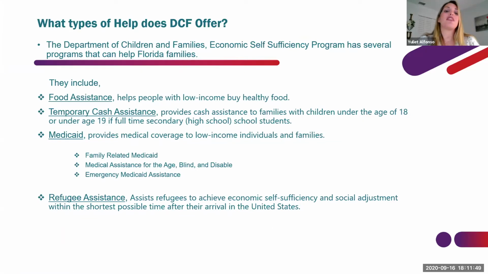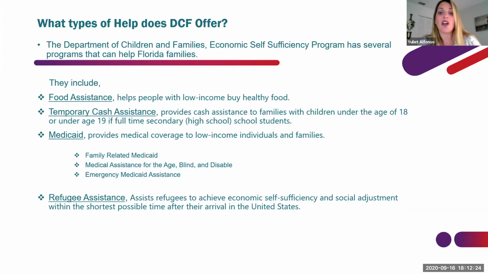What type of benefits or what type of help does DCF offer? We are the Economic Self-Sufficiency Program. It's also known as ACCESS. And under this program, we have food assistance, temporary cash assistance, and Medicaid, under which we have different programs. We have the family-related Medicaid, which is for families with children under the age of 18, or 19 if they're still full-time students in college. Then we have the medical assistance for the aged, blind or disabled. And we also have what is known as the emergency medical assistance.